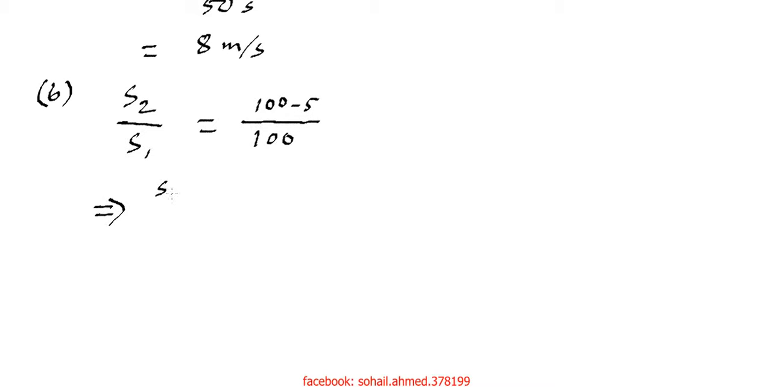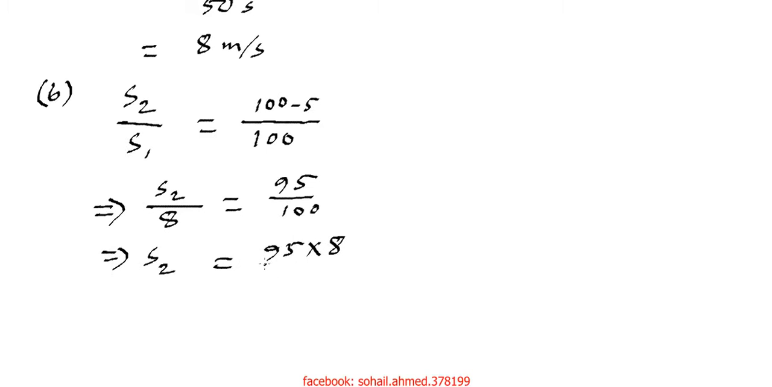Now what is S2? We have to find S2. What is S1? We just found here 8 meter per second, right? Equals to, this one is 95 by 100. So S2 equals to 95 into 8 by 100. Finally the answer is 7.6 meter per second.